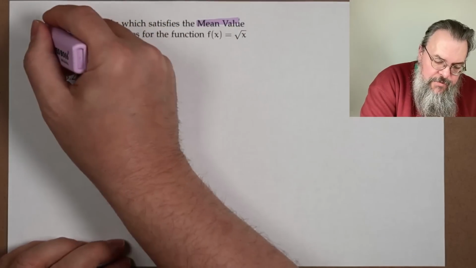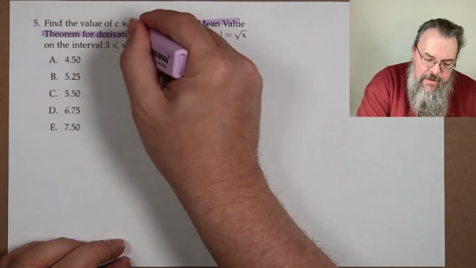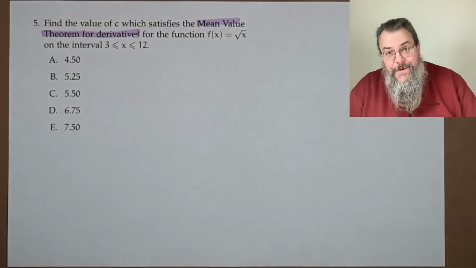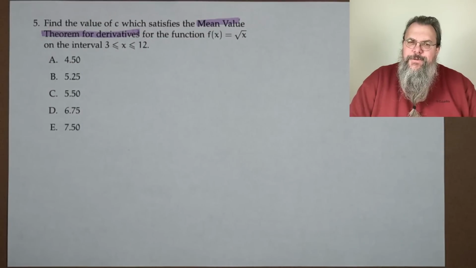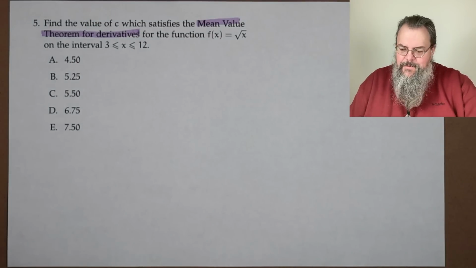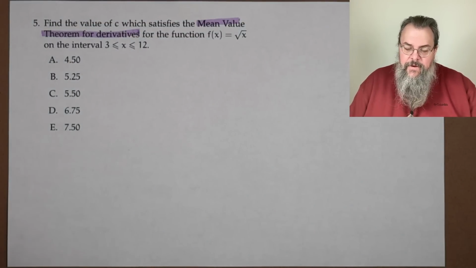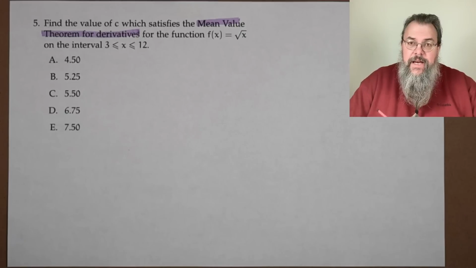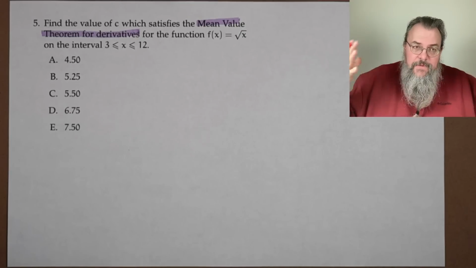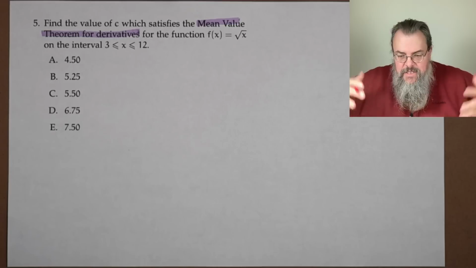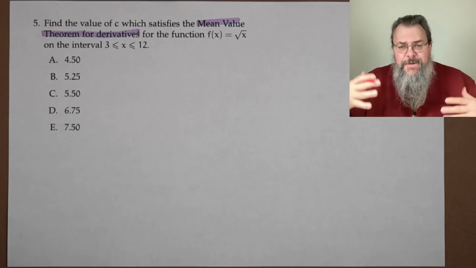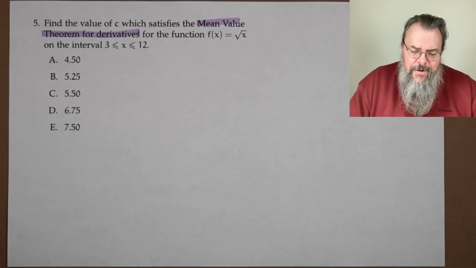But actually, there were two mean value theorems, and so it goes out of its way to say it's the derivative mean value theorem. So what does the derivative mean value theorem say? Well, it says that if you have a function which is differentiable and continuous, in other words, a reasonable function, and we're not going to give you an unreasonable one.